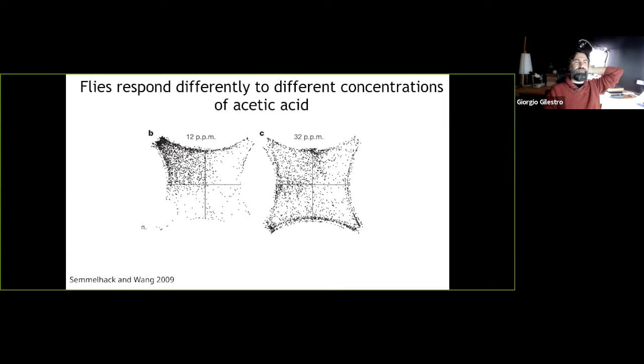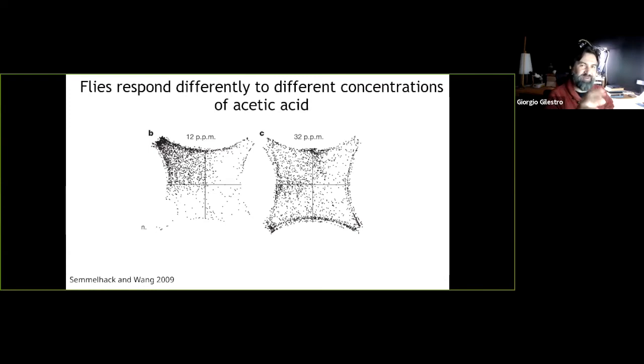The reason is believed to be associated with the fact that acetic acid is a natural compound of fruit, which also gives information about the ripening of the fruit. Fruits that are more appealing to the flies will have lower concentration of acetic acid. As the fruit matures too much and becomes rotten, it will lose that attractiveness. So it's interesting because it's one of the stimuli that qualitatively will be more attractive at lower concentration.